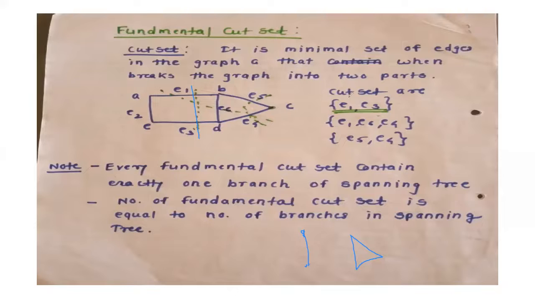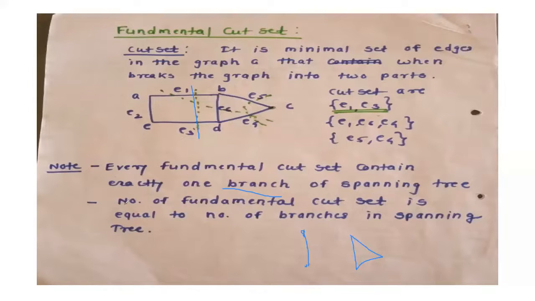So what is this branch? Exactly one branch of a spanning tree. Branch means whatever edges are present in a spanning tree; they are called branches.